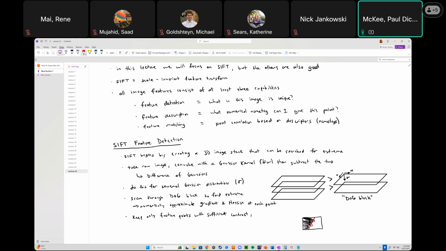So edges make terrible features. Corners make better features because in general you have fewer corners. But I just want to get that idea across. We look for points with sufficient contrast and we throw out edges.